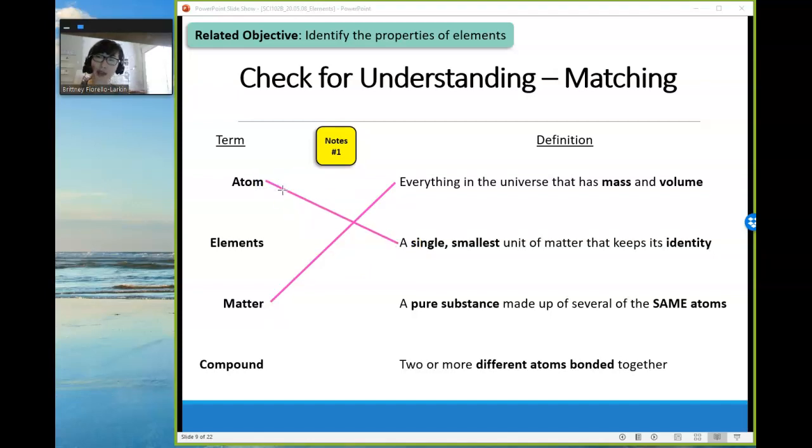On the other hand, if you take many of the same atoms and you put them together, that's going to be your element. So for example, you can have an atom of silver, but you can have many atoms of silver, which is the element silver. Okay, so this right here is a pure substance made up of several of the same atoms. And then a compound is something else that we've already learned about. That's when we actually get different atoms, and those different atoms start to bond together. All right, so that's going to be a compound. This is going to be number 1 in your notes. Make sure you pause the video, fill this in, and then continue playing when you're ready.